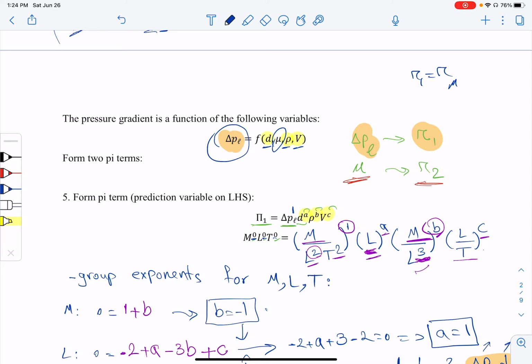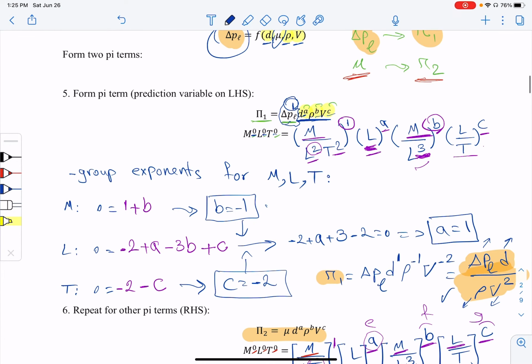These are not repeating variables, right? So we can just write it down as pi 2, or pi of the pressure, the del p, right? So this is how we can write it down, and then we just put the one right here, which is not a repeating variable, with the power of 1. But the rest that are repeating have the powers of A, B, and C, and we are trying to find them, right? And we know how to find them.